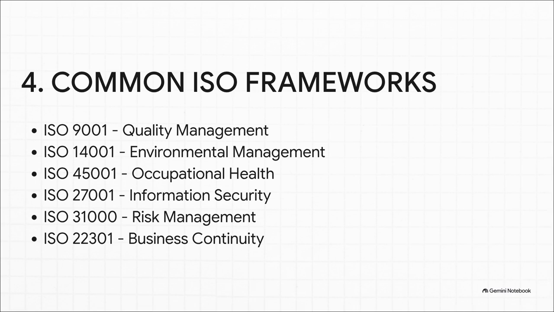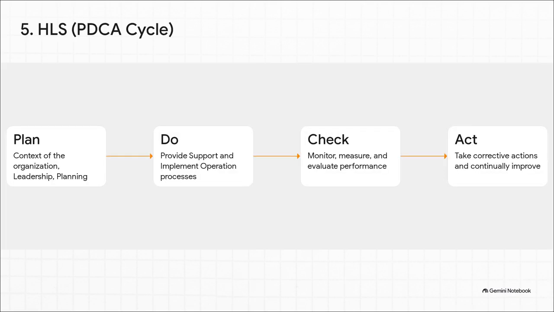Third, ISO 45001 Occupational Health and Safety. Next is ISO 27001 Information Security Management, which is deployed by tech companies to lock down sensitive customer data. Then we have ISO 31000 Risk Management. And lastly, ISO 22301 Business Continuity Management, ensuring that if a disaster strikes, an organization keeps operating without missing a beat. Now, the secret sauce that connects all of these is the high-level structure, or HLS, which is applicable to most ISO management system standards.